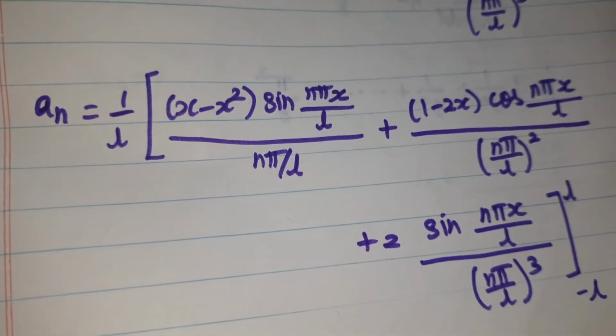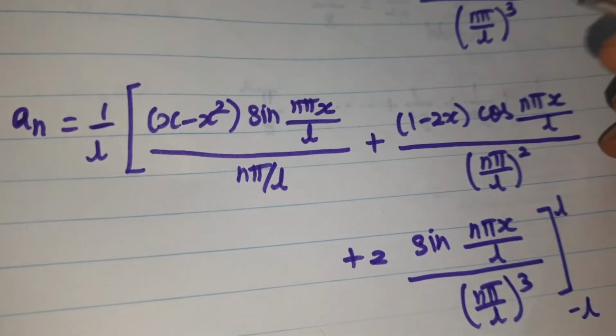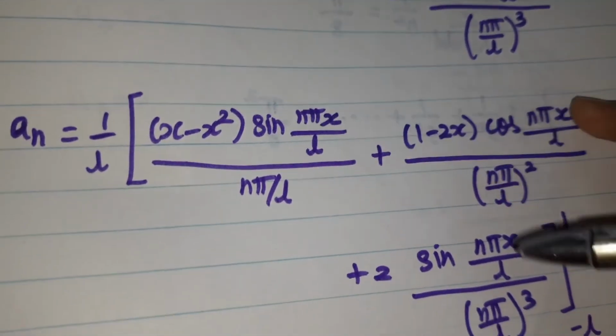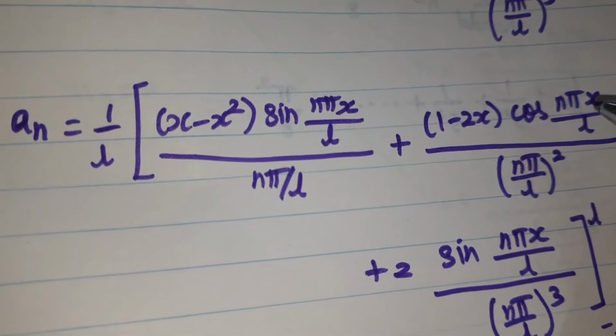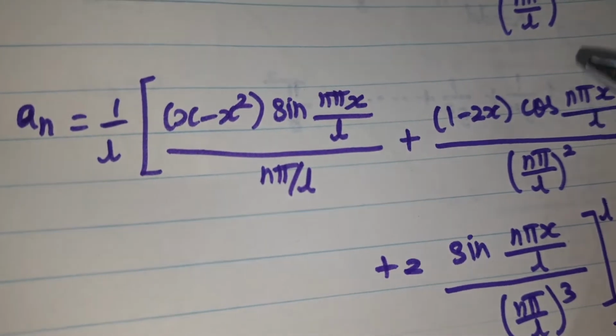So, substitute L and minus L. When we substitute L, it becomes sin n pi. Here also sin n pi. Sin n pi is 0. Then cos n pi. Here L and L get cancelled. Therefore, cos n pi is (-1)^n.